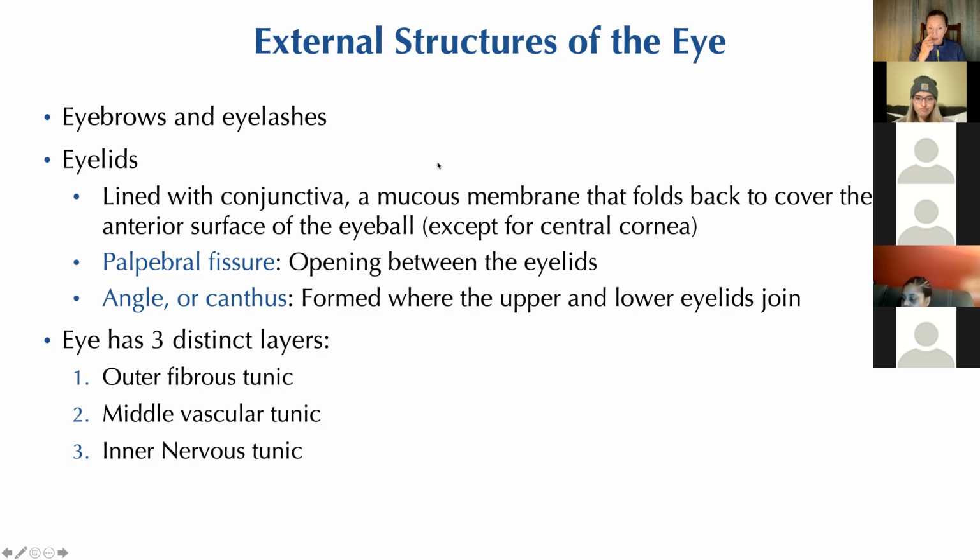Now, the angle of the eye right over here is called the canthus, where the upper and lower lids join. And the eyeball itself will have 3 distinct layers: the outer tunic, a middle vascular layer, and then the innermost layer is going to be a nervous cell layer, and that's where all the photoreceptors will be.